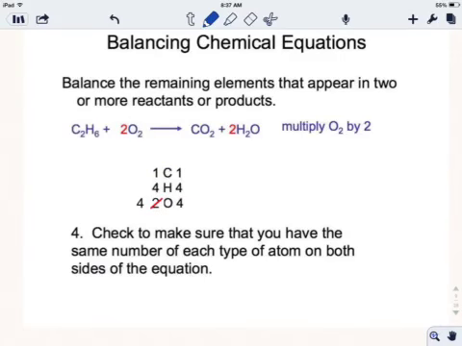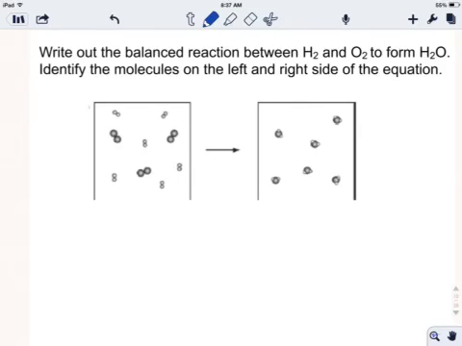Now we can see here that in our reactants, we need to change the number of oxygens so that we have 4 oxygens. You want to check to make sure that you have the same number of each type of atom on both sides of the equation. When you do this, you're done. Sometimes problems are straightforward and easy, and sometimes they're more complicated. If your numbers start to get too big, take a break from this problem, start over, come back to it again.